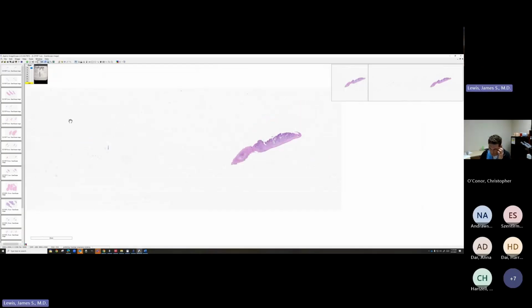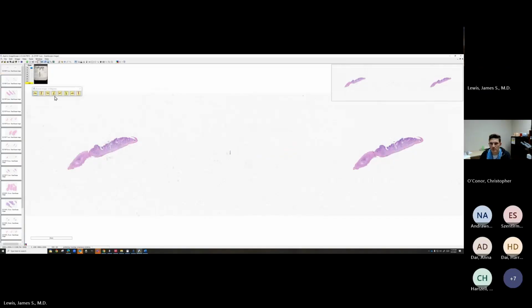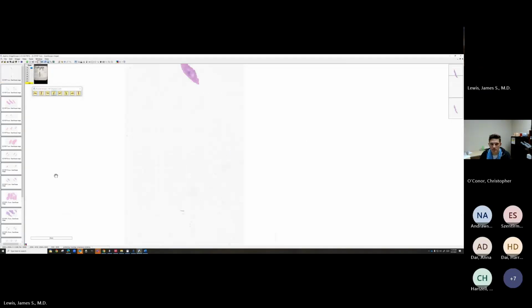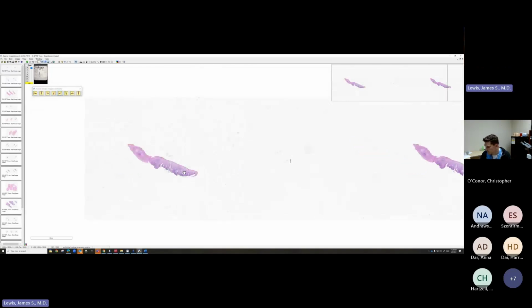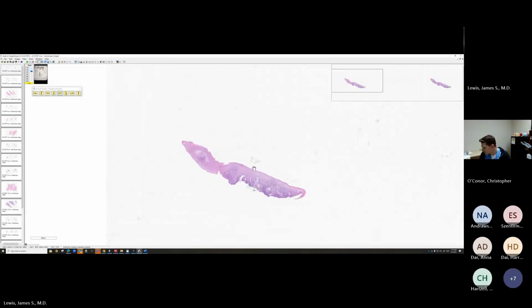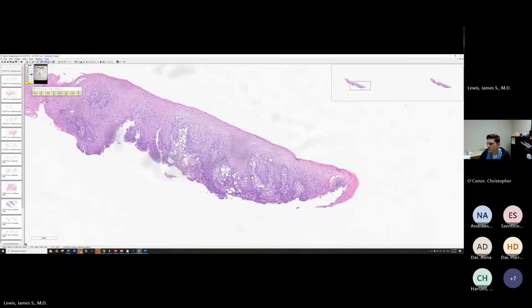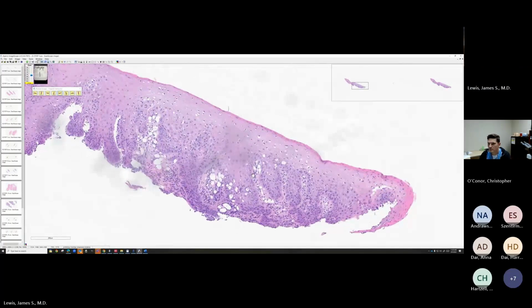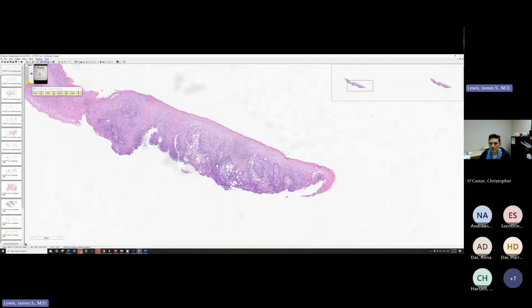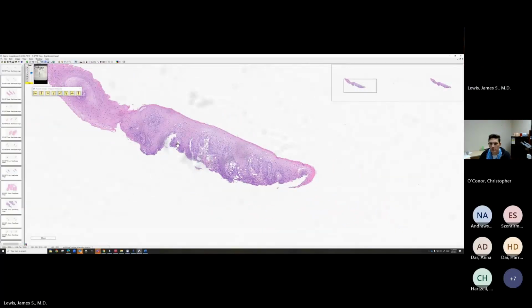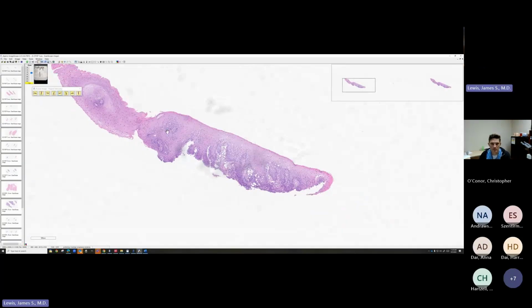See if I can switch this around. Uh-oh, lost it. I'm trying to get that thing. There we go. Okay. This actually is floor of mouth. It's very superficial, though. Let's see if we go over here.